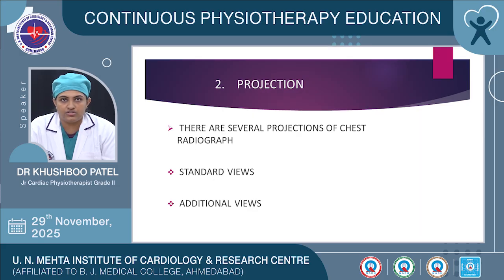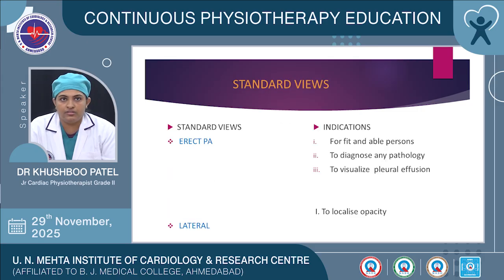Second, projection. There are several projections of the chest radiograph. There are two types. First is standard view and second is additional view. In a standard view, there are also two types. First is erect PA view. Its indication is for a fit and able person, to diagnose any pathology and to visualize pleural effusion. Second is lateral. Its indication is to localize opacity.